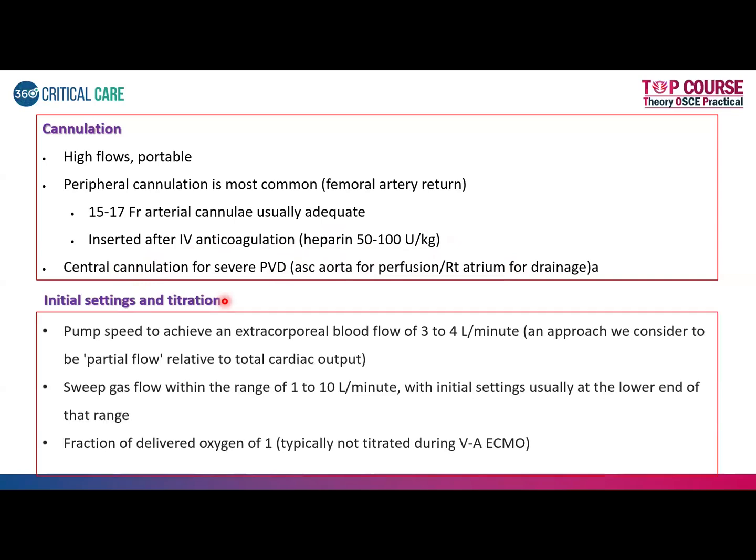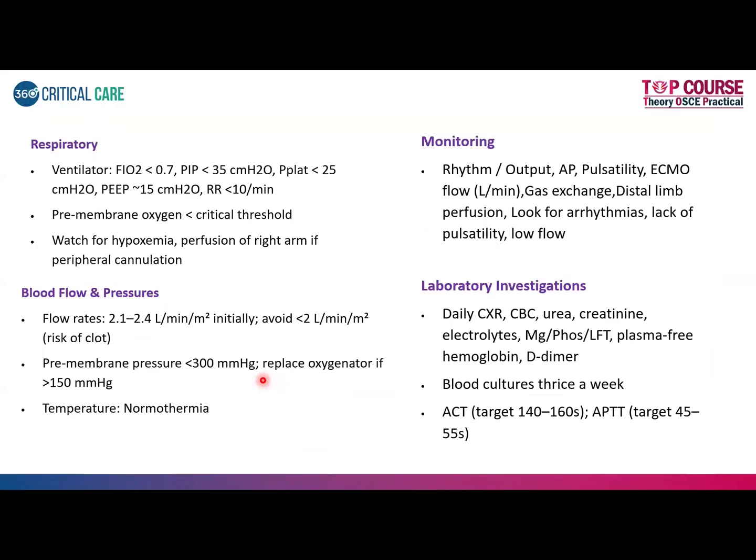Initial settings and titration: the pump speed is set to achieve an extracorporeal blood flow of 3 to 4 liters per minute, and a sweep flow range of 1 to 10 liters per minute, with the initial setting starting at the lower end of the range. The fraction of delivered oxygen is 100%, that is 1. Typically, it is not titrated during VA ECMO. We keep it around 1.